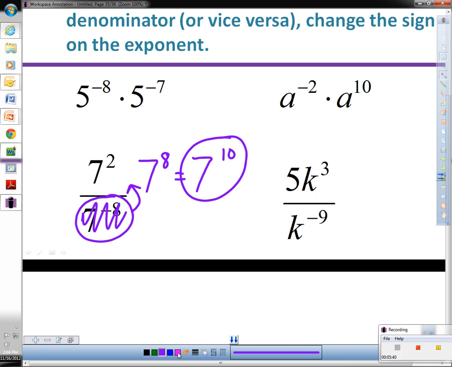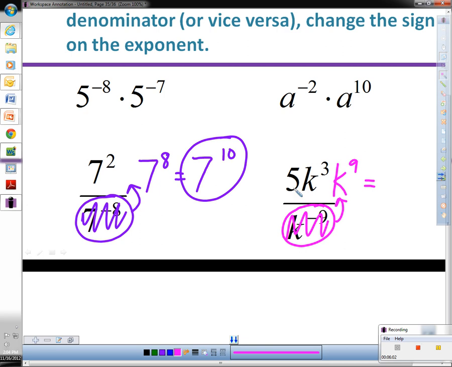In this last example, I'm going to do this the same way I did the previous problem. I'm going to eliminate that negative exponent by bringing it up to the top. And it turns into k to the positive 9th power. So now we don't have a denominator anymore. We don't need to put anything there. We could write over 1, but we don't need to do that.